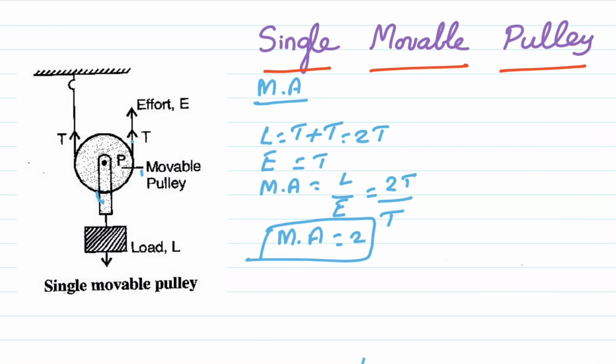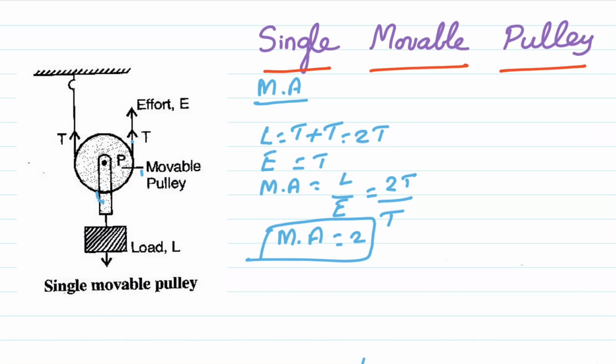Mechanical advantage equal to 2 means this pulley system will act as a force multiplier. When the mechanical advantage of a machine is greater than 1, then the machine acts as a force multiplier. That means by using the single mobile pulley, we are obtaining a gain in force. The single mobile pulley acts as a force multiplier.